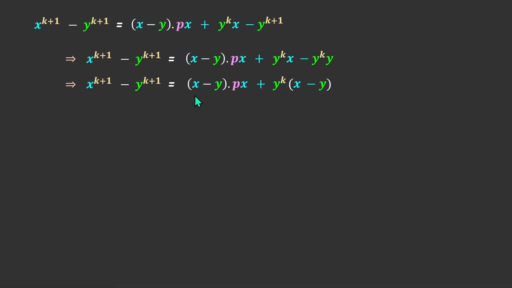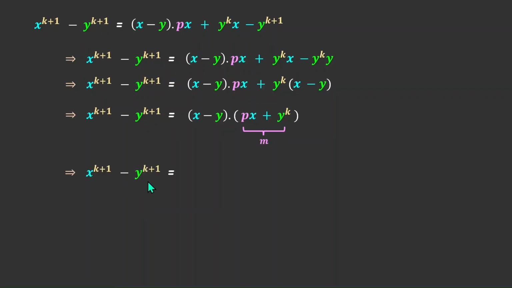And now we can take x minus y common from both these terms to give us this left hand side is equal to x minus y common into p(x) plus y raised to power k. And now if we say that this entire term p(x) plus y raised to power k is some m, and this is an integer because p was our quotient and x and y, they're natural numbers, right? So this is an integer, and let's say we take that integer as m, then we can write this equation as x raised to power k plus 1 minus y raised to power k plus 1 is equal to x minus y into m. And that is exactly what we had to show.